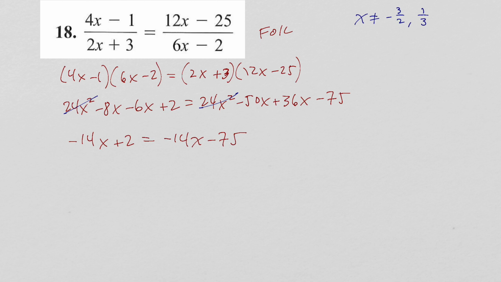If I continue this problem, I'll move this over by adding it, and I'll get 0 on the left. I'll move this over by subtracting it. Negative 75 minus 2 is negative 77. And so I can see that I have a no solution.